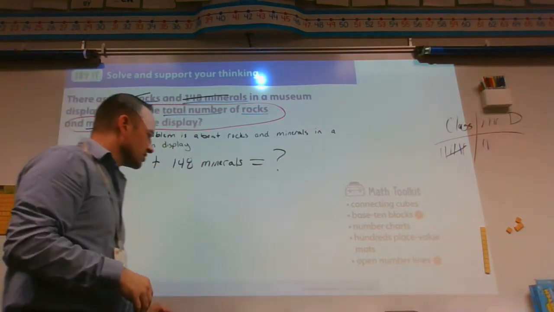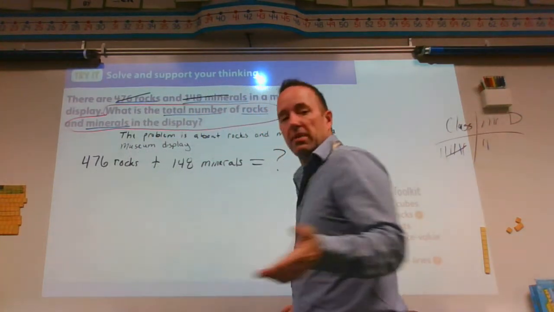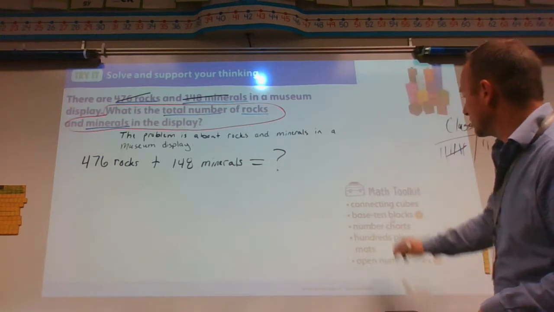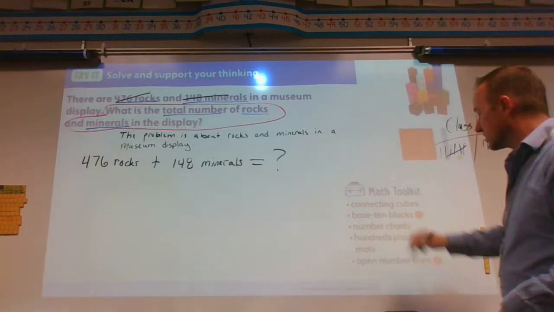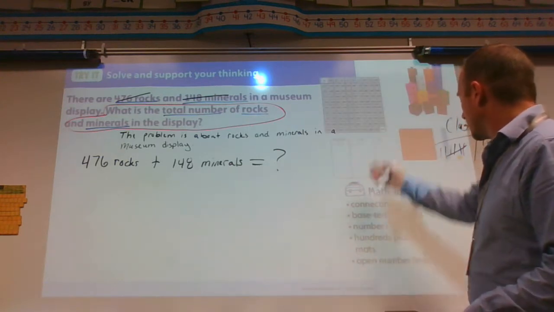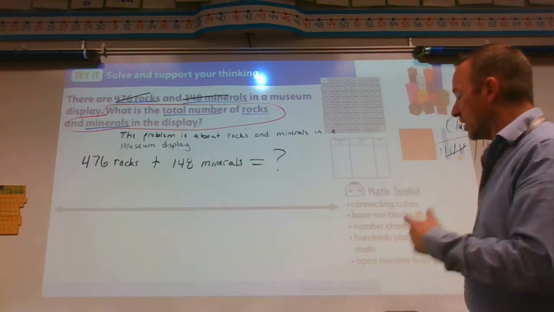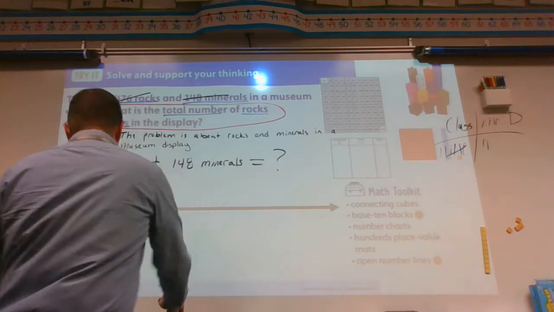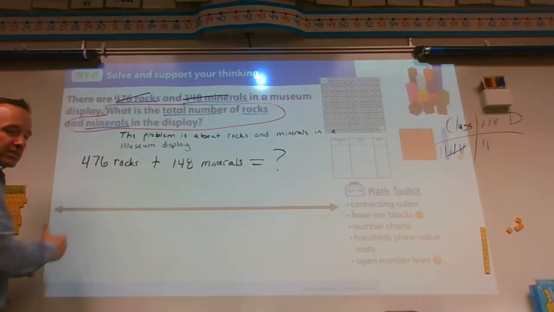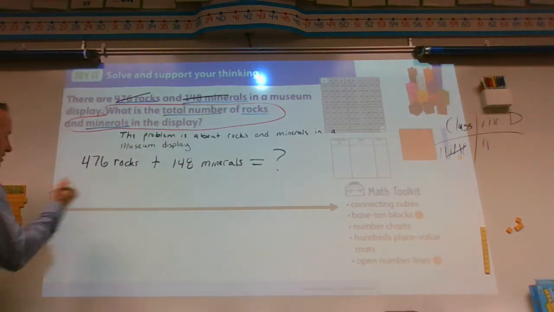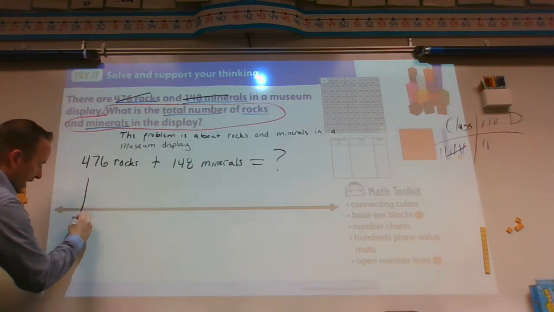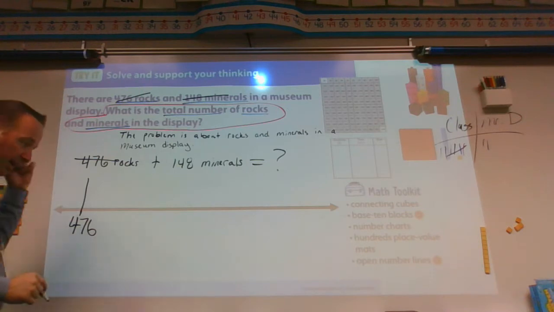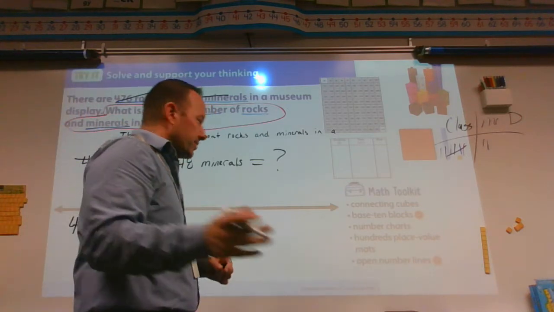Okay, now when you go to solve this, you can use any method you want to. You can also use different tools. You can use connecting cubes, base 10 blocks, number charts, 100 place value mats, and open number lines. I'm actually going to use the open number line to solve this. Okay, so I'm going to bring my 476 rocks down here to start my number line. 476. I'm going to scratch that off or put a line through it so I know that I've used that.